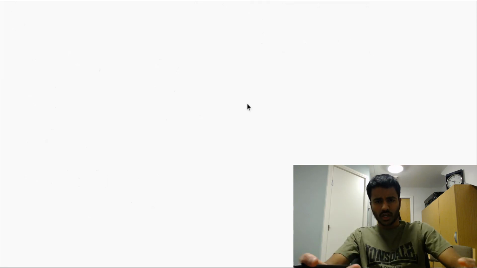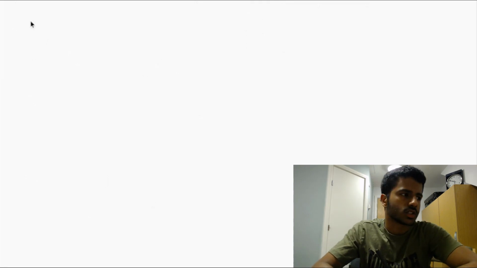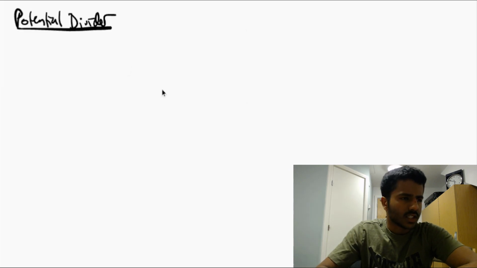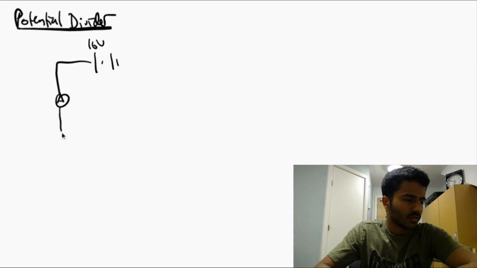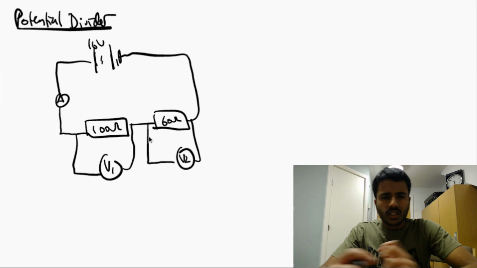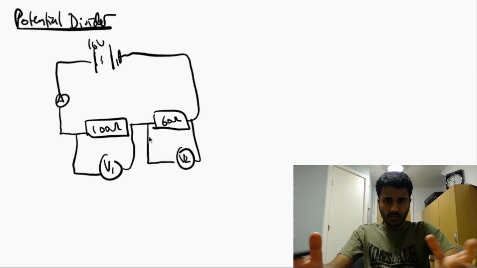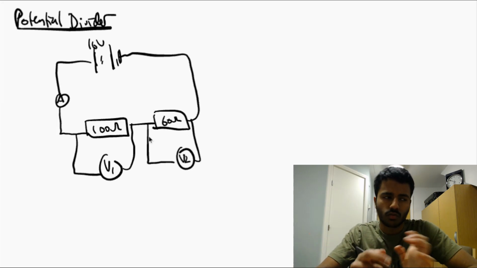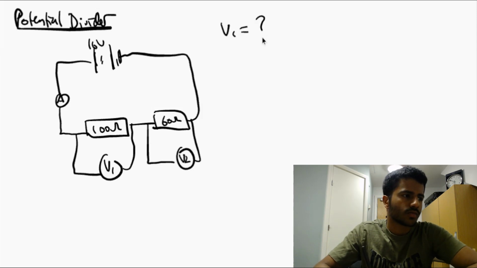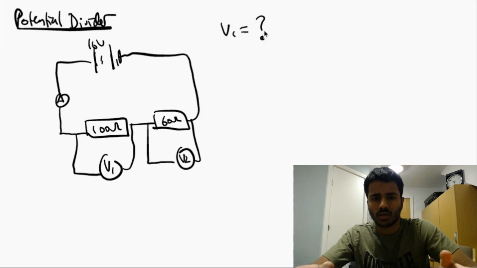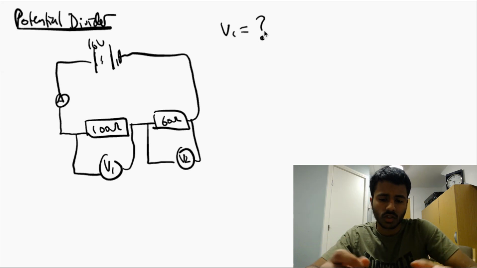Now, one little trick that you can use for series circuits is something called the potential divider. Let's say I had a battery with 16 volts. If I had a current flowing through, so we put an ammeter, and let's say I had two resistors, one this time is 100 ohms and the other is 60 ohms. Now let's say I wanted to find out what is V1, the voltage reading on the V1 voltmeter. One way you could do this is to use V equals IR, find the current, and then substitute to find the voltage. Let's try that first.